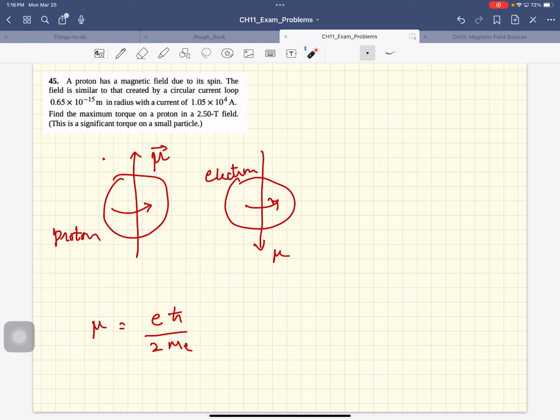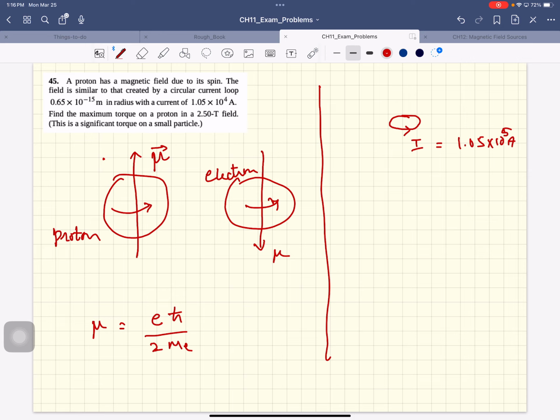So first, what they're saying is that for the proton, the current is 1.05 times 10 to the 5 amperes, and the radius of this loop is 0.65 times 10 to the minus 15 meters.